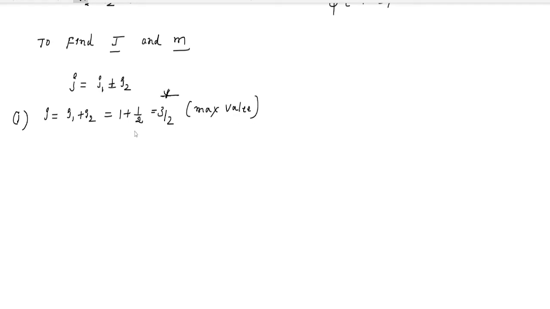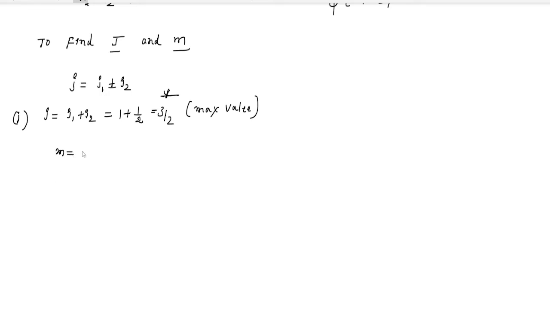So we know the formula: j equal to j1 plus j2 down to the modulus of j1 minus j2. First we need to find the maximum value. For that, j is equal to j1 plus j2, 1 plus 1 divided by 2. So that is equal to 3 divided by 2. We get the maximum value, that is 3 divided by 2. Important.